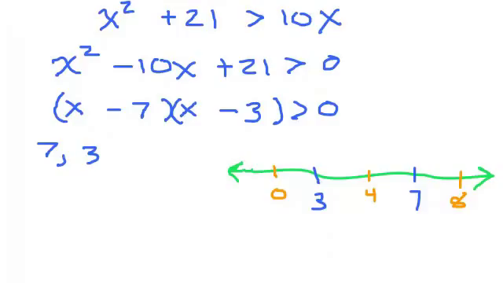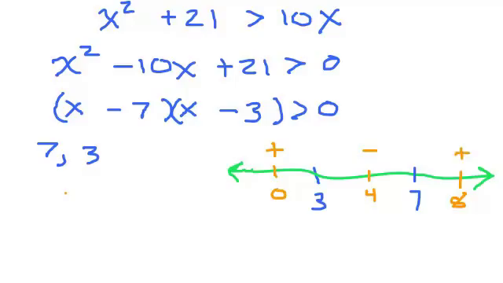So we take our test points and we plug them in up here to determine if it's going to be positive or negative. So let's plug 0 in. 0 minus 7 gives us a negative. 0 minus 3, you get a -3. So you get a negative times a negative, and that's going to make that a positive. Take 4, plug it in. 4 minus 7, that'll be a negative number. 4 minus 3, that's a positive, and a negative times a positive is negative. Now let's take 8. 8 minus 7 is a positive. 8 minus 3 is a positive, so that's going to be a positive.